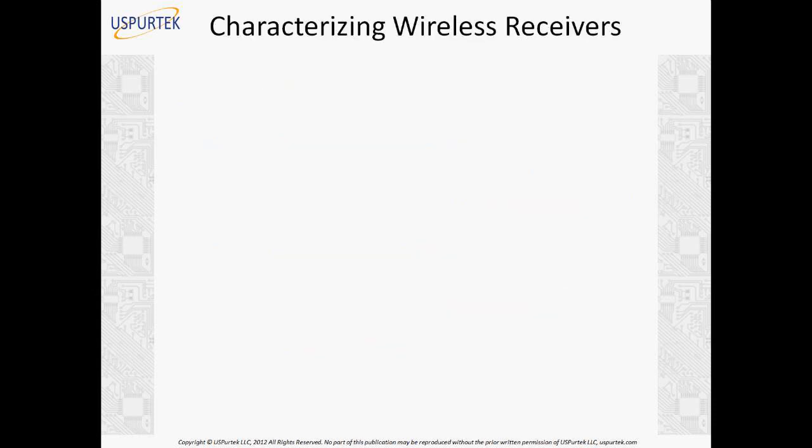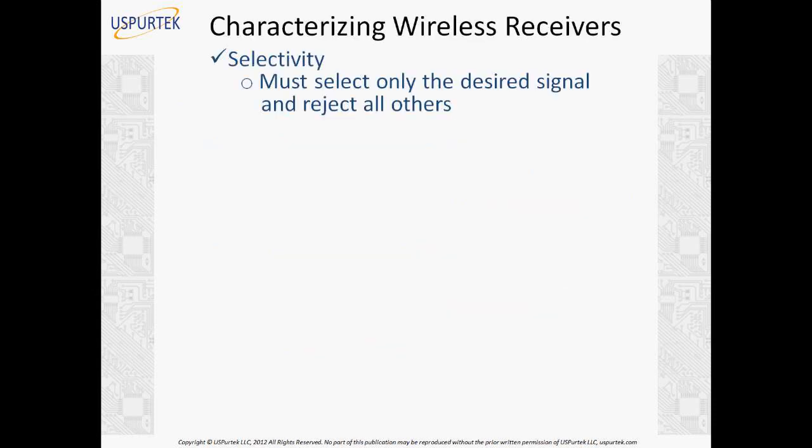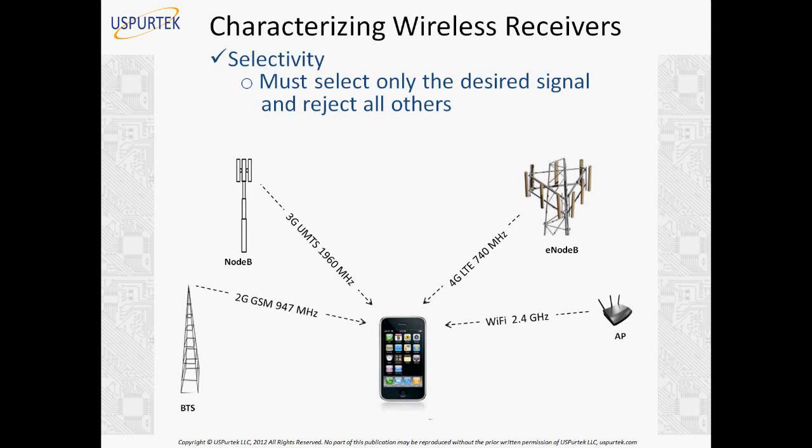Well, move on to selectivity. So what is selectivity? Selectivity means that we must be able to select the desired signal that we want and reject all the others. Now, in a typical scenario, you have a smartphone. We have all types of frequencies around us. In this typical illustration, we could have a 3G UMTS at 1960 megahertz coming from a Node B, or we could have an LTE 740 megahertz coming from a Node B. We could also have a Wi-Fi 2.4 gigahertz and a GSM.